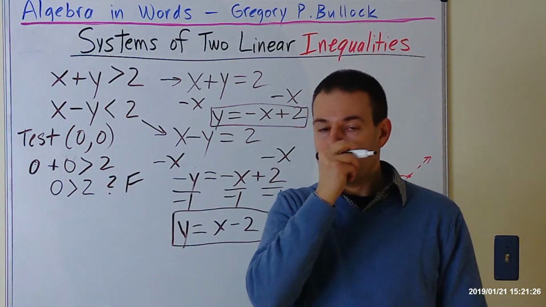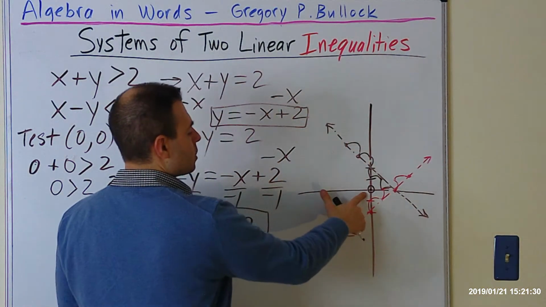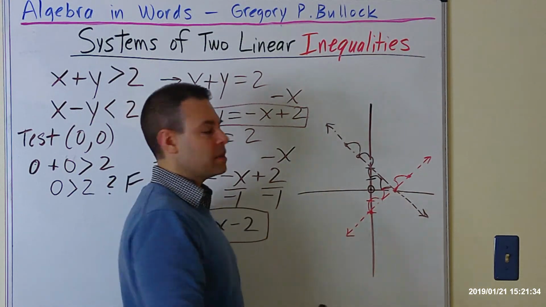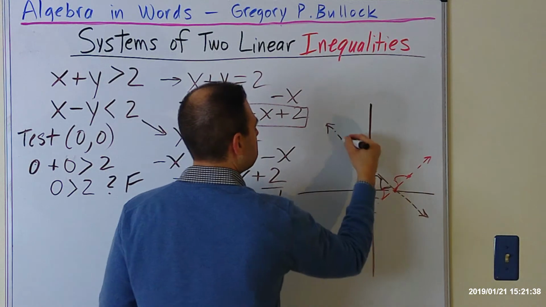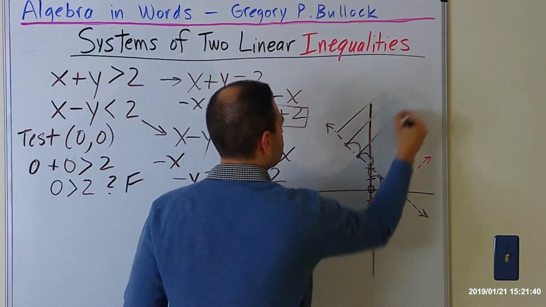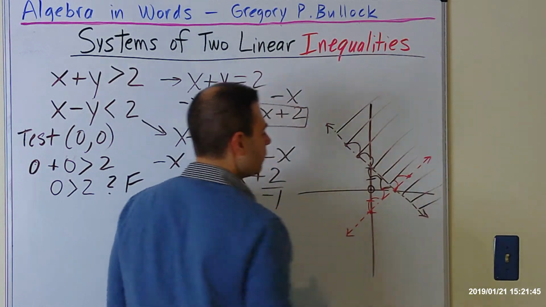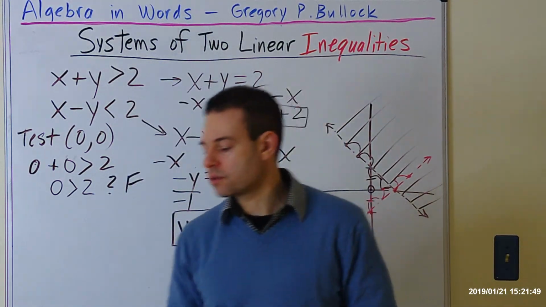So now, what does false mean? It means if this is our test point and this is our line, we're going to shade the opposite side. So looking at this line, the opposite side of the test point is over here. So I'm going to just draw shaded lines over here. And now let's go to the other inequality. I'm just going to switch colors.